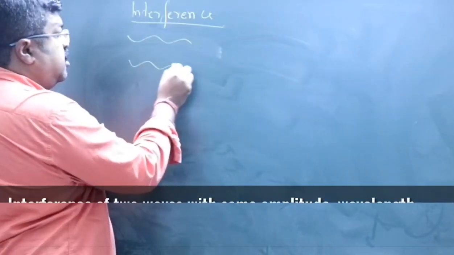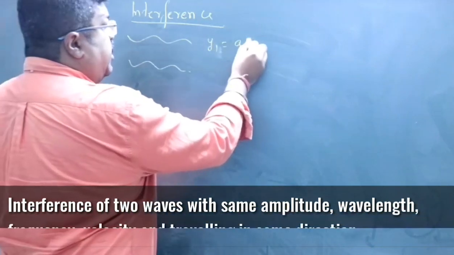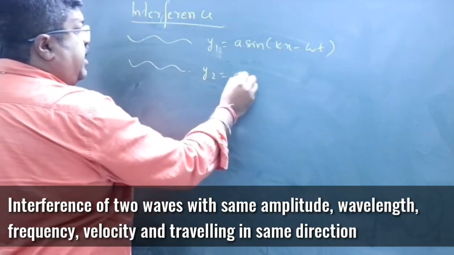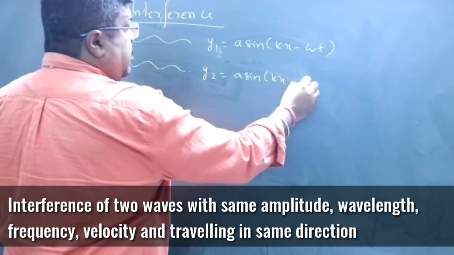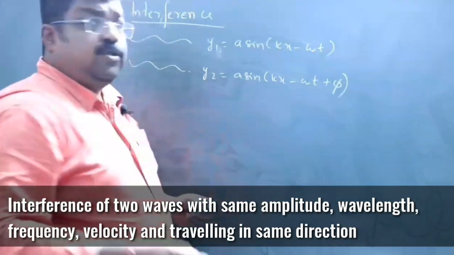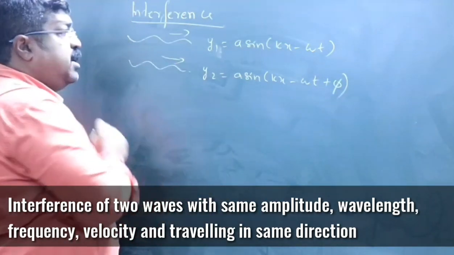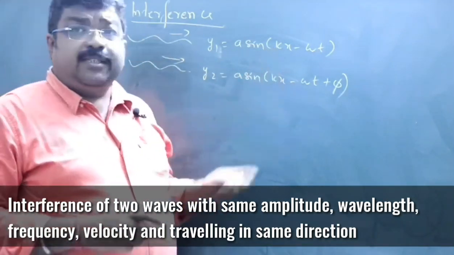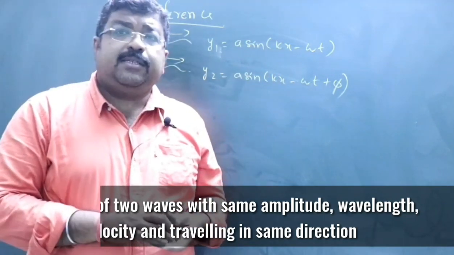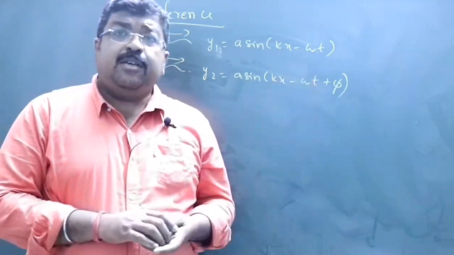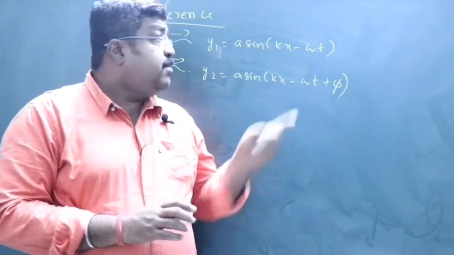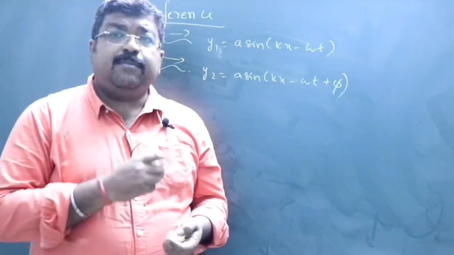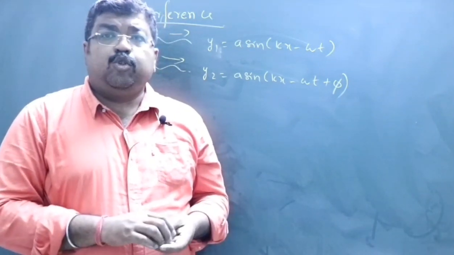So consider two harmonic waves, y1 is equal to a sin(kx minus omega t) and y2 is equal to a sin(kx minus omega t plus phi). So these are two harmonic waves, and they are traveling in the same direction, they have the same amplitude, k is the same, so it implies they have the same wavelength, omega is the same, so the frequency is the same, but there is a phase difference, so phi is the phase difference. So these two harmonic waves are traveling in the same direction, and suppose they are undergoing superposition.